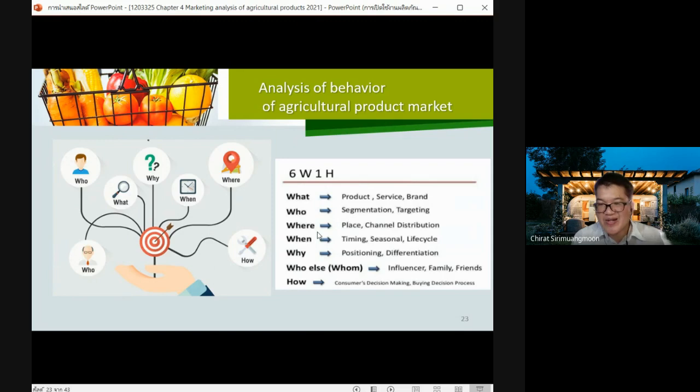And last one, how. So how is the question that you need to understand in terms of the decision-making process. So what is the point that they are concerned about? What is the motivation? What is the attitude when purchasing? And also we have some buying and decision process too. So in the next few slides, I can let you know the general process that a normal consumer is going to think.